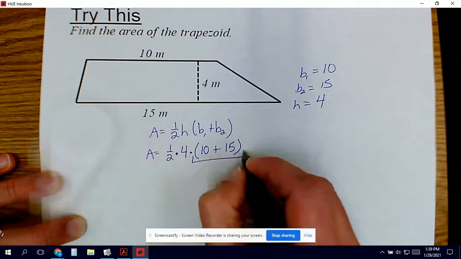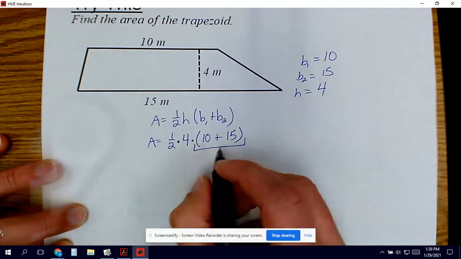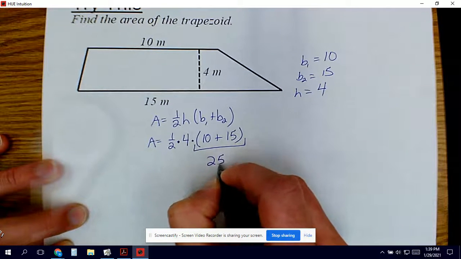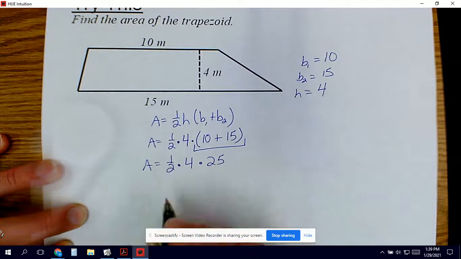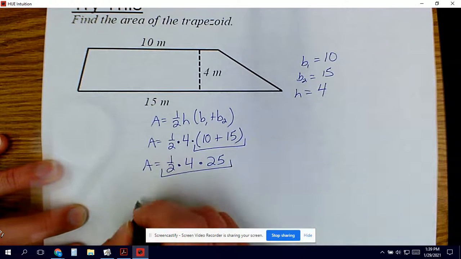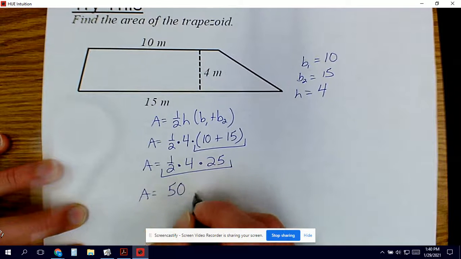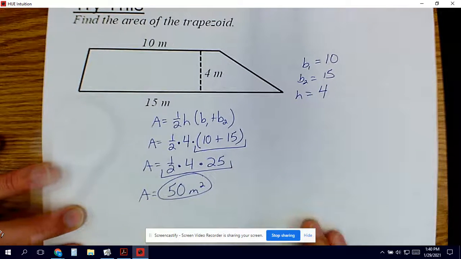Order of operations tells me to simplify my grouping symbols first. 10 plus 15 is 25. Area equals 1/2 times 4 times 25. Final step, we can do all that multiplication. We should get a final area of 50 square meters.